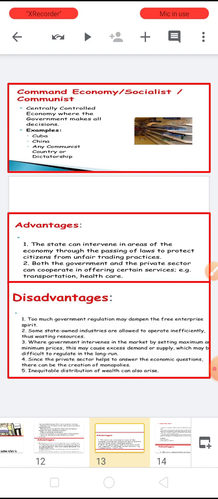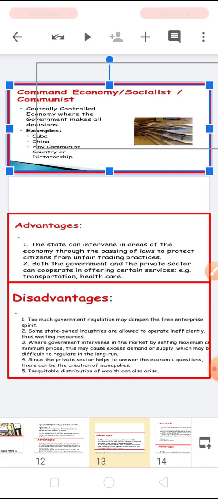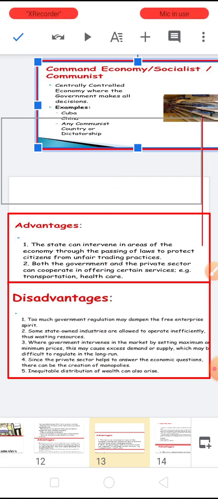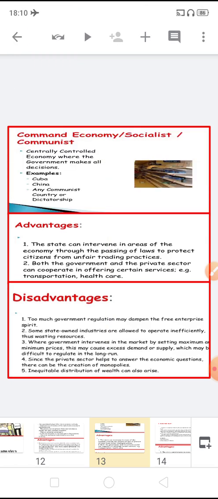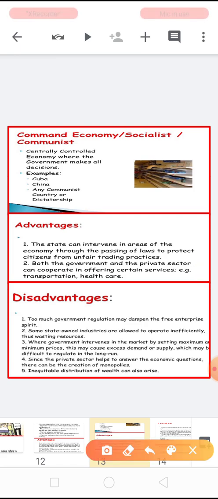Some of the basic examples of this economy are countries like Cuba, China, or Singapore. These are basically the countries who are having the socialist economy. I mean, these countries are properly adopting the socialist economy.